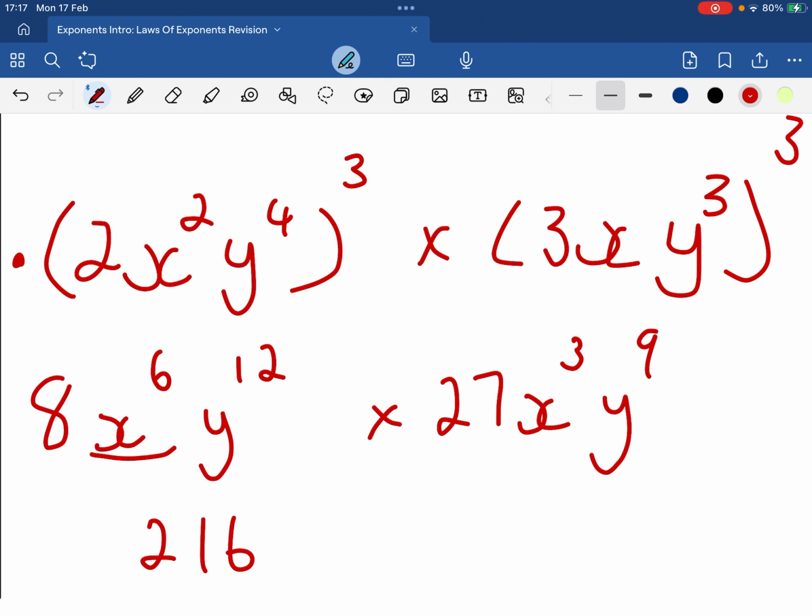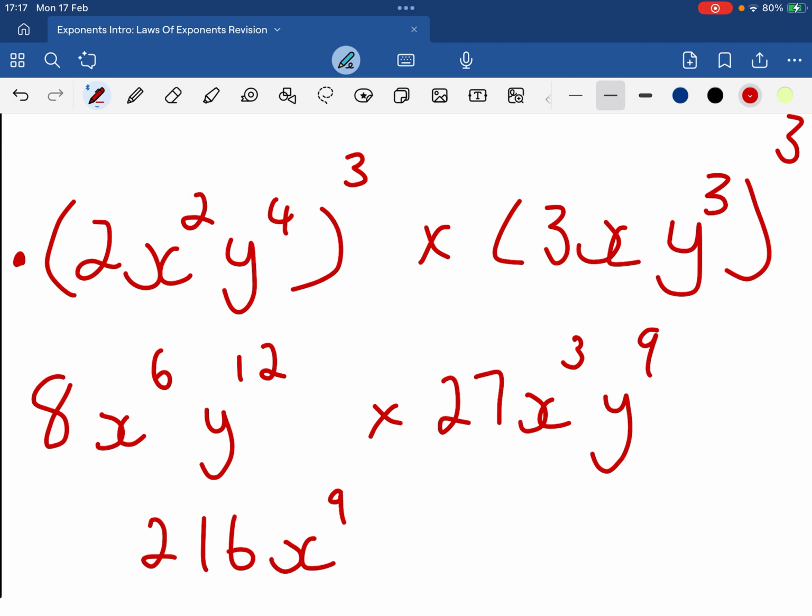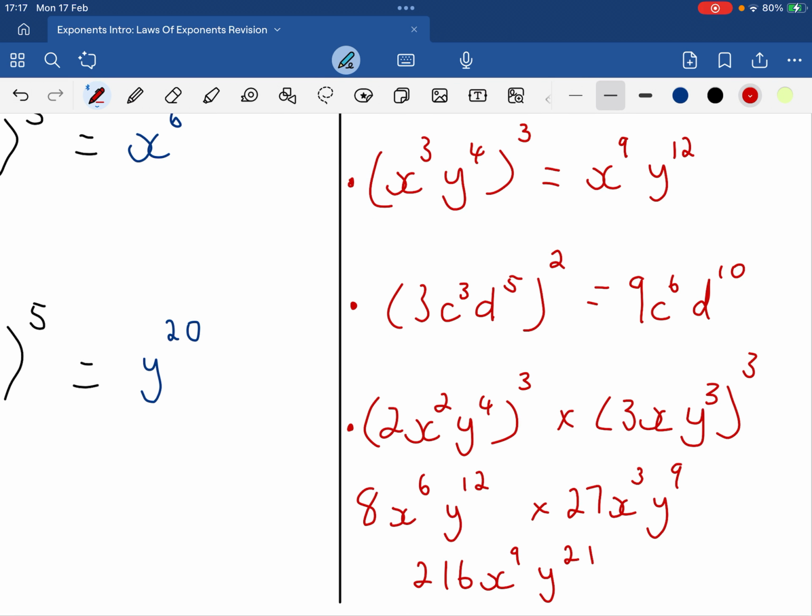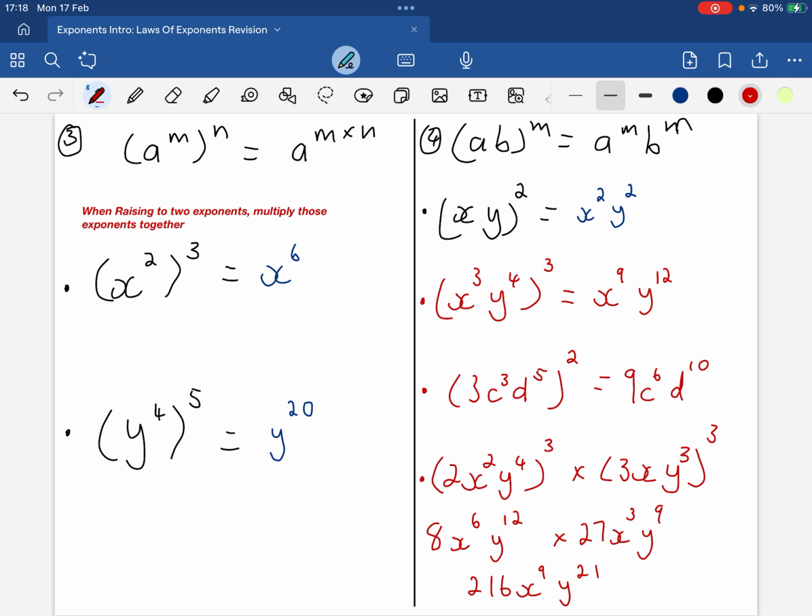Now, what about the fact that now we have x to the 6 times x to the 3? Well, the very first law we learned said when you're multiplying the same base, you keep one base, and you add the two exponents, 6 plus 3 to give you 9. Then y to the power of 21. I hope these are making sense.